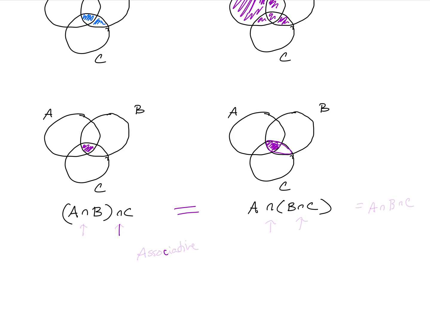So if the symbol stays the same, if we just have intersections, and also this would also be true if we just had unions, then we say that this is associative because the parentheses do not matter. A intersect B intersected with C is the same as A intersected with B intersected with C, and it's also going to be the same as just A intersect B intersect C without parentheses, which, as we saw above, was not the case when we have a mix of unions and intersections.